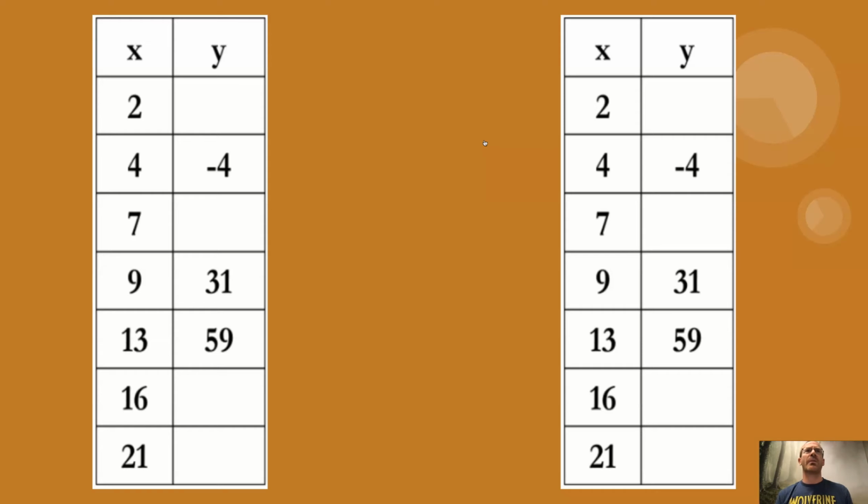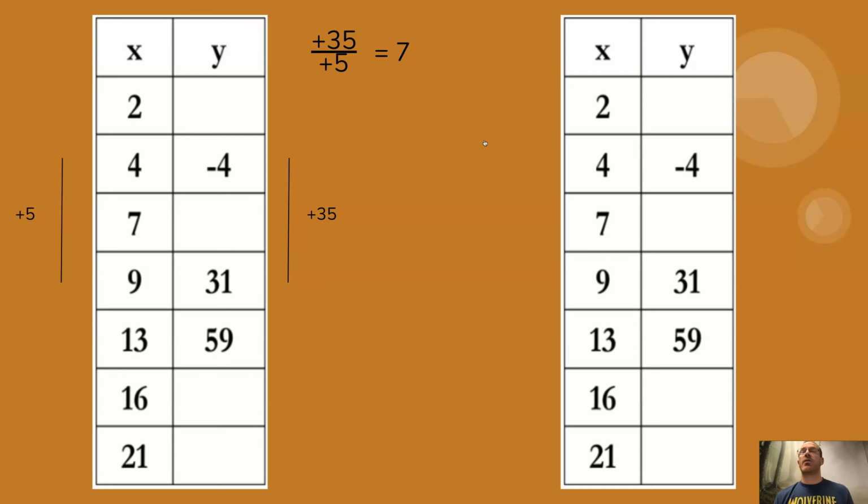So I'm going to look at the change from 4 to 9. When I go from 4 to 9, I go up by 5. When I go from -4 to 31, I go up by 35. And if I look at that ratio of 35 to 5, I get a ratio of 7, or 7 to 1. So now the question is, am I going to get that same ratio again?